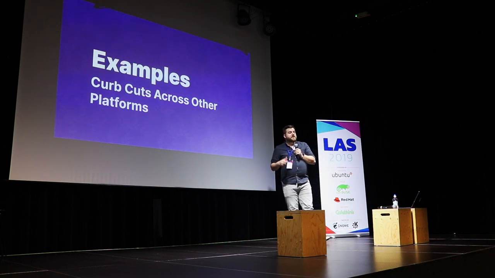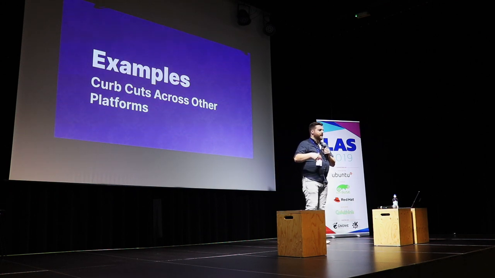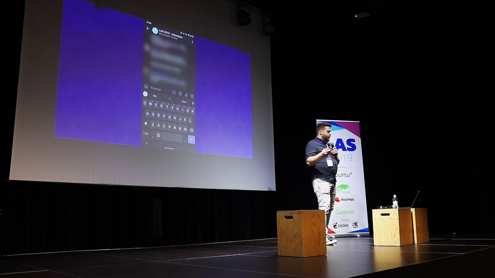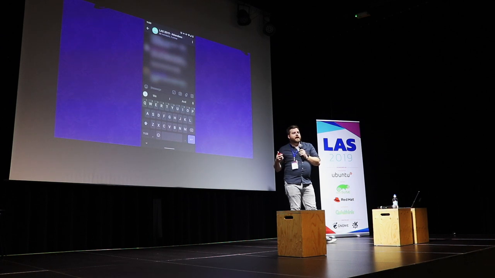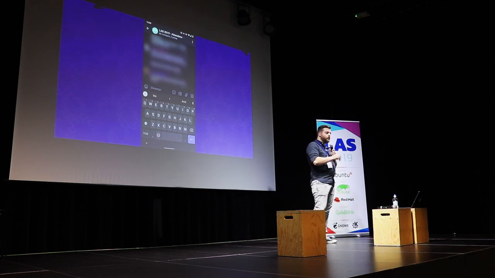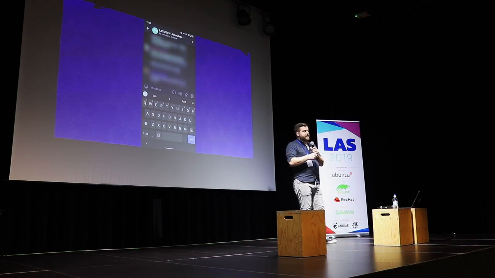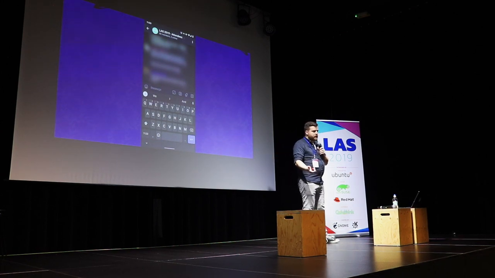So before I get into free software specifically or Elementary OS specifically, I want to look at some examples that you're probably familiar with across other platforms, such as mobile. On-screen keyboards are a curb cut. These started as a desktop accessibility feature for people who might not have the motor control or strength to use a standard keyboard, but they might have had the motor control to control a cursor on a screen. But now they're ubiquitous in touchscreens because of the form factor mostly.